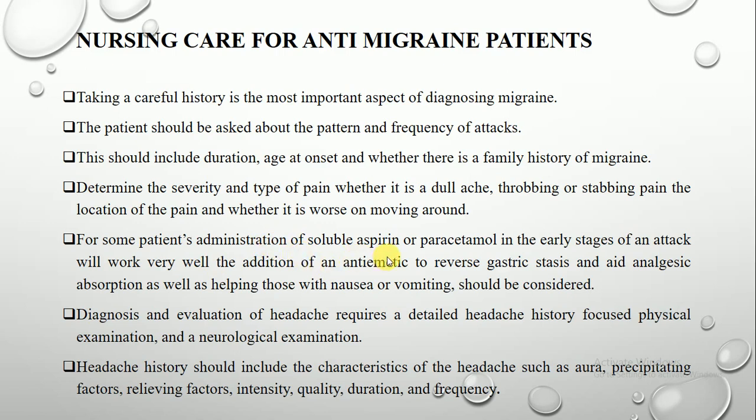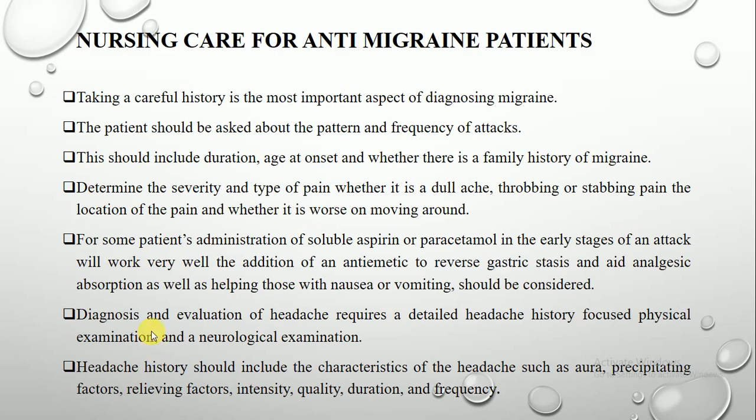For some patients, administration of soluble aspirin or paracetamol in the early stages of an attack will work very well. The addition of an antiemetic to reverse the gastric stasis and aid analgesic absorption, as well as helping those with nausea and vomiting, should be considered. As I have told you in my previous lectures, whenever you are going to administer a treatment protocol, first of all you should know the condition of the patient, whether the patient is in a mild, moderate or severe state, so that you can treat the patient according to the condition. And you will have to maintain the dose which is required for the patient.